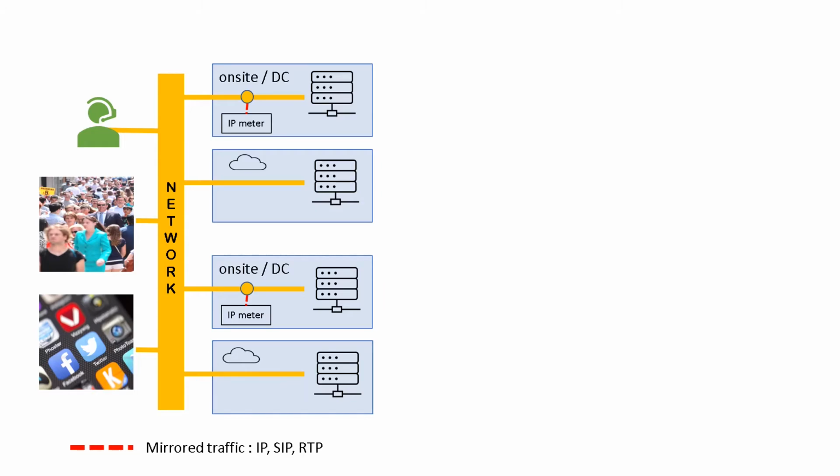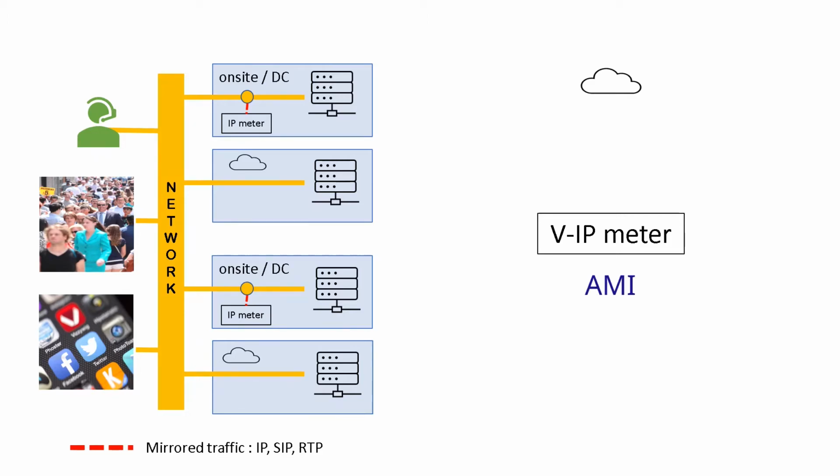Next, let's take a look at a cloud deployment. Customers who order ECC traffic for cloud will receive a VIP meter, which is a virtual version of an IP meter that can be launched inside Amazon EC2. A VIP meter is delivered to the customer as an Amazon Machine Image, or AMI.